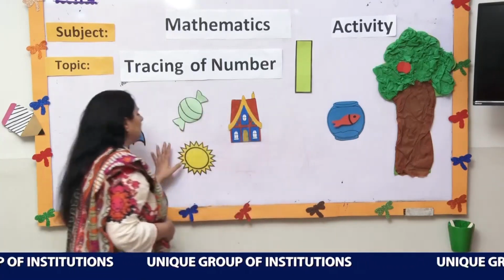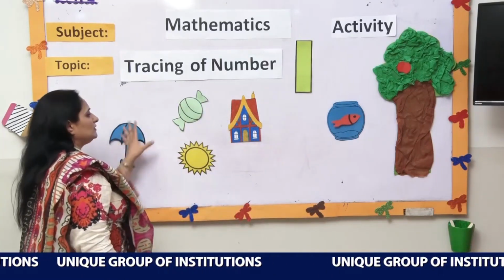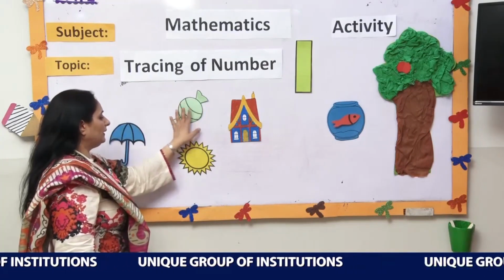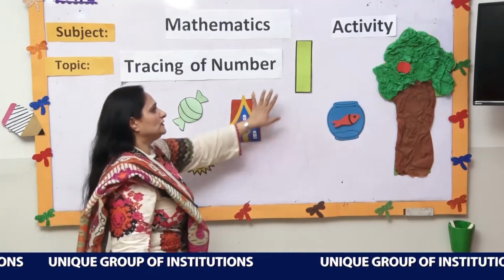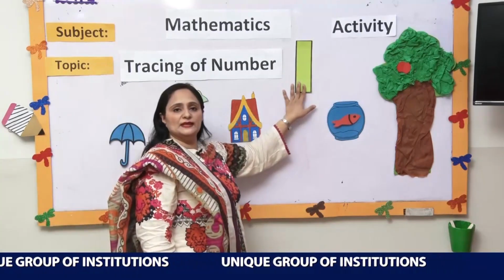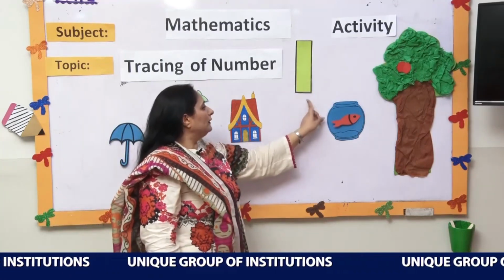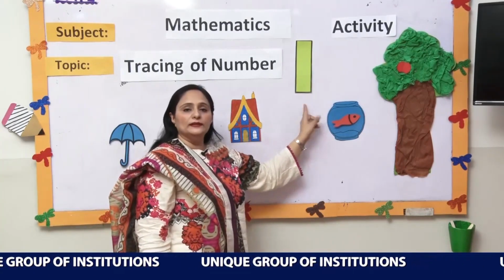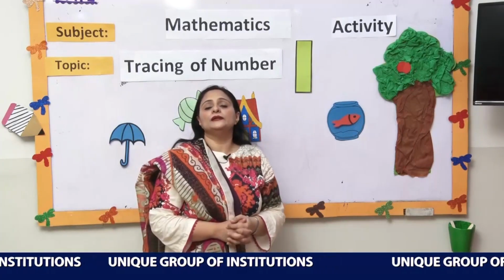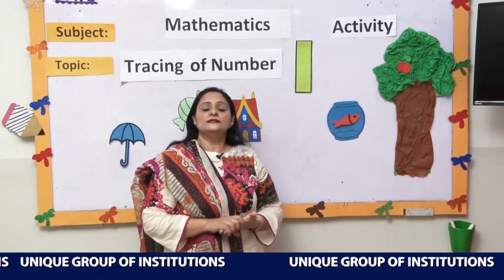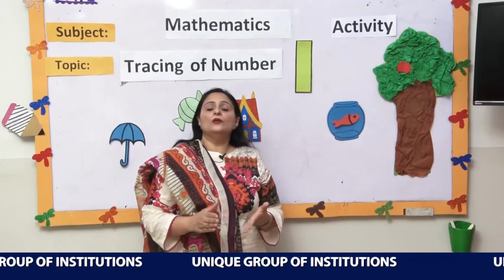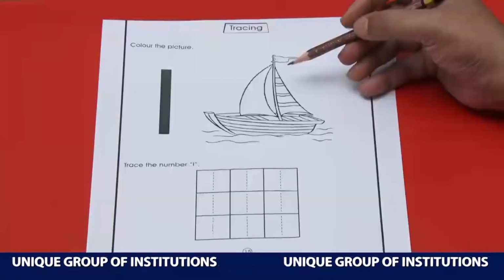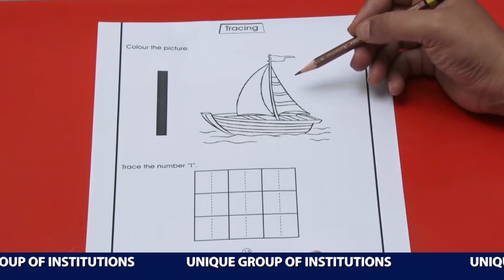So how many things, what is the value of these things which we have on the board? One umbrella, one candy, one sun, one house, and this is number 1. Let's move towards the second part of our lecture, which is the tracing of number 1. Now in the second part I am going to tell you how to trace number 1.